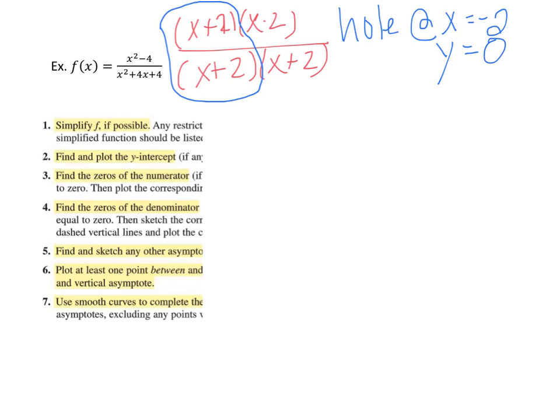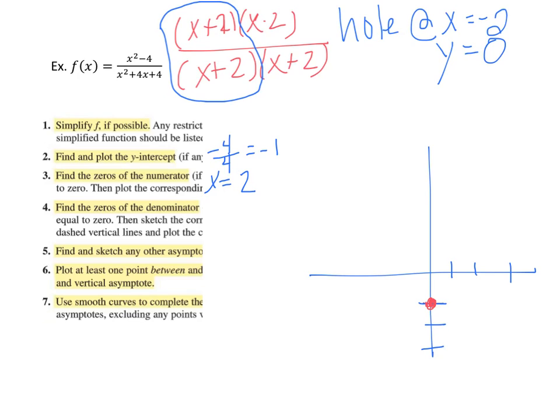Plot my y-intercept, so set x equal to 0, means I'm going to get -4 over 4, which gives me -1, so I'm crossing the y-axis at -1. Crossing the x-axis, I've only got x minus 2 left in my numerator. So that is going to be x equals 2. So on my x-axis, I'm going to be crossing at 2.